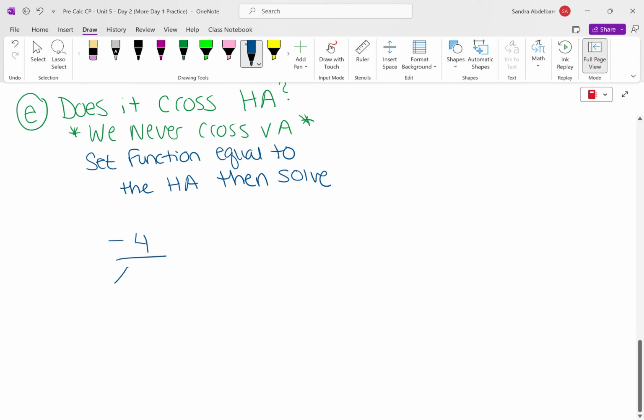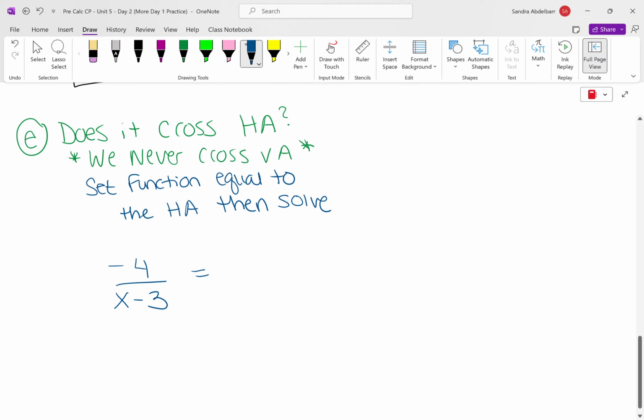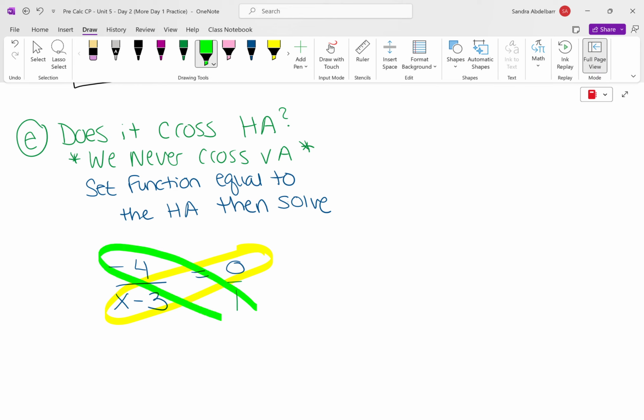So we're going to take our function -4 over x minus 3. We're going to set it equal to our horizontal asymptote. What's our horizontal asymptote? 0. So we set it equal to 0. Now we solve. So I'm going to cross multiply this. And we're going to get -4 is equal to 0 times x minus 3. What's 0 times anything? 0. Does -4 equal 0? No, so that means we do not cross.